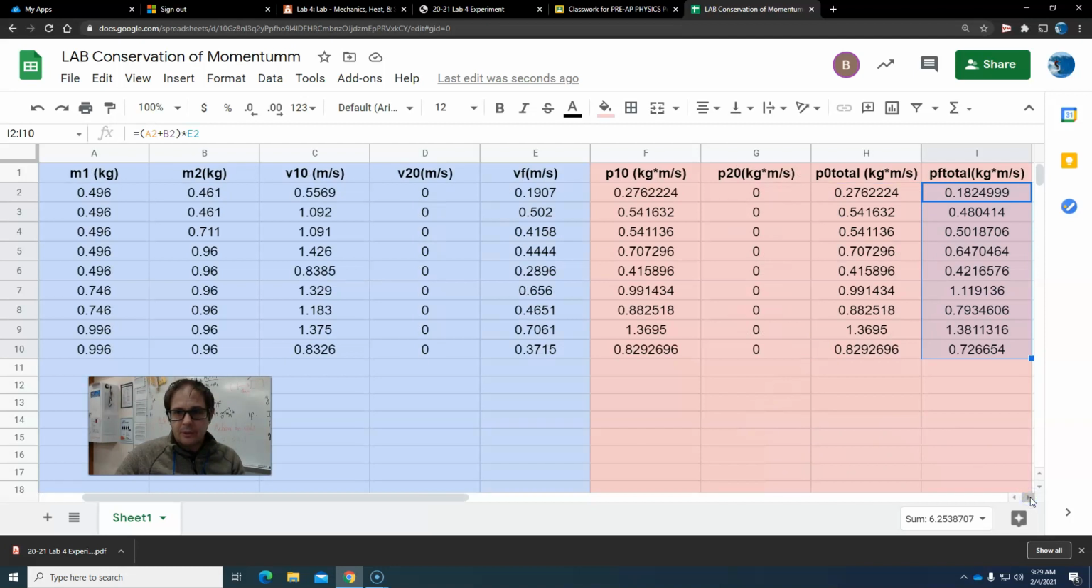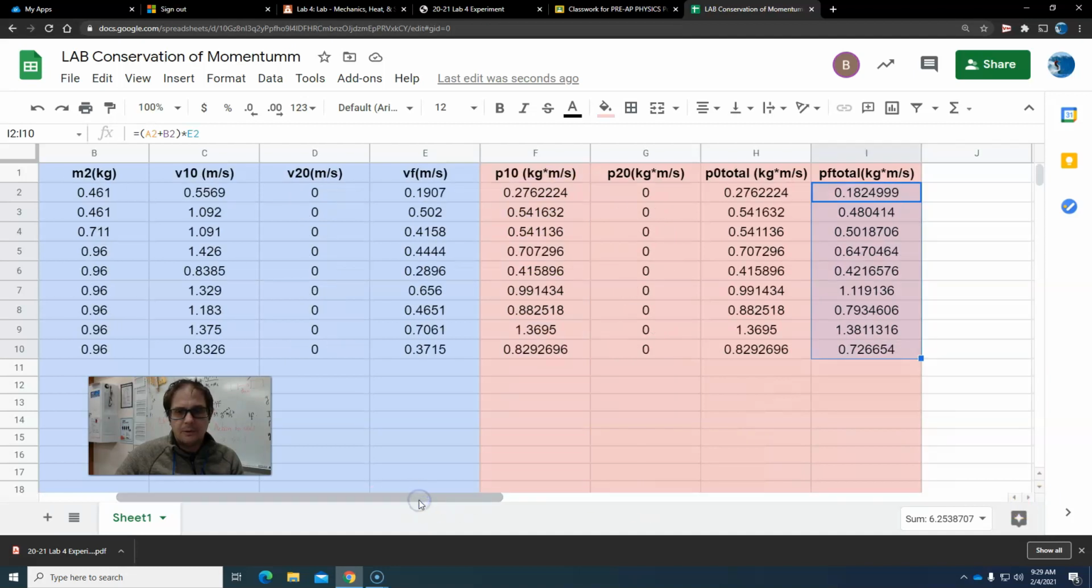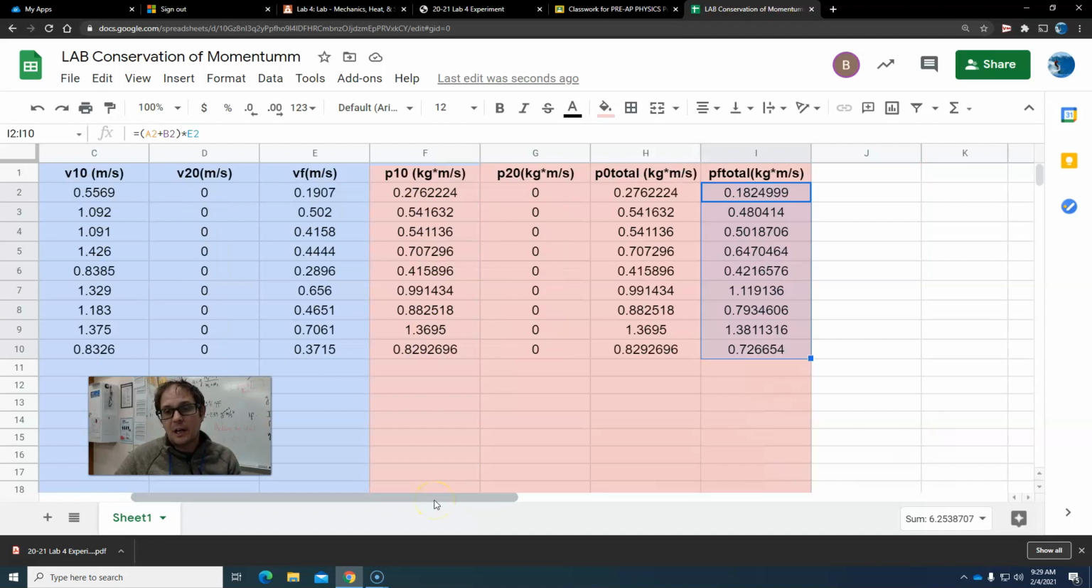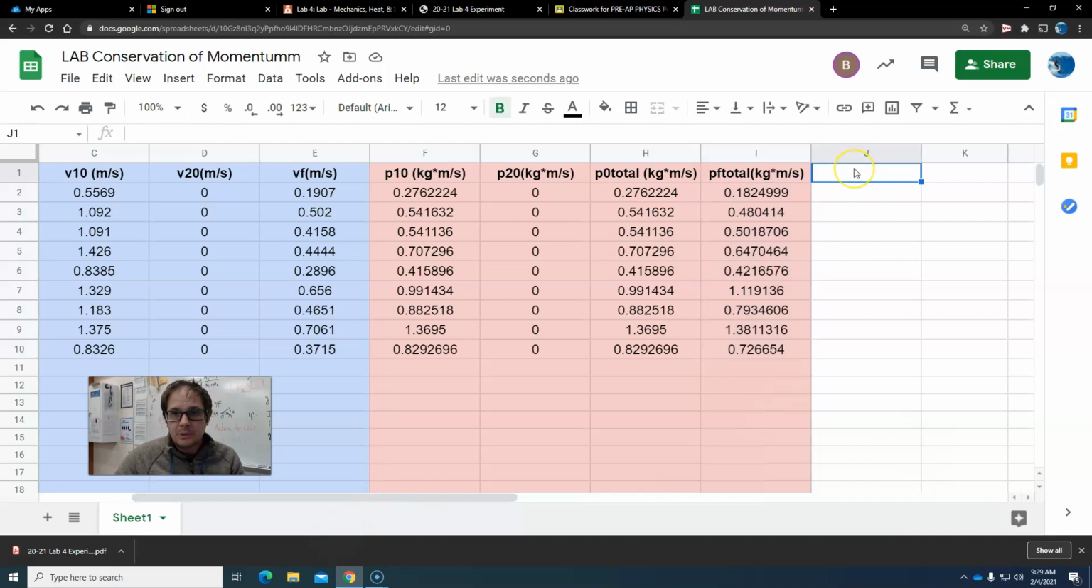The first thing that we could do is compare the two quantities. How do you compare that two quantities are equal? You could subtract them, and then it's supposed to be 0. And if the average is close to 0, you say yes, the quantities are equal. Let's do that. So let's do Pf minus P initial.